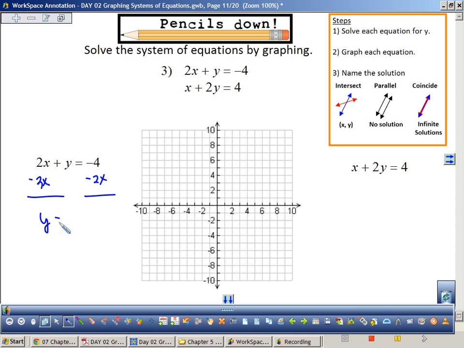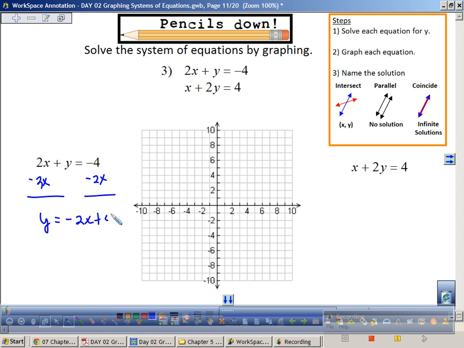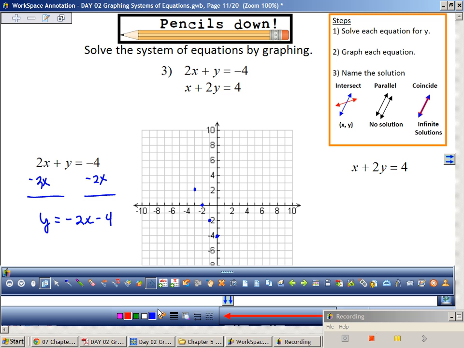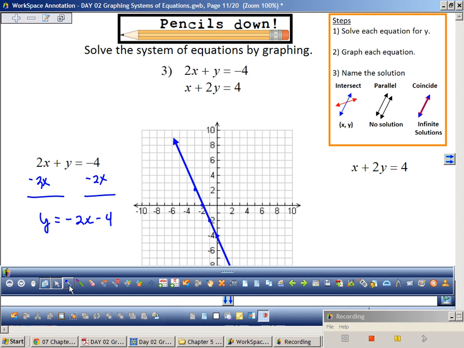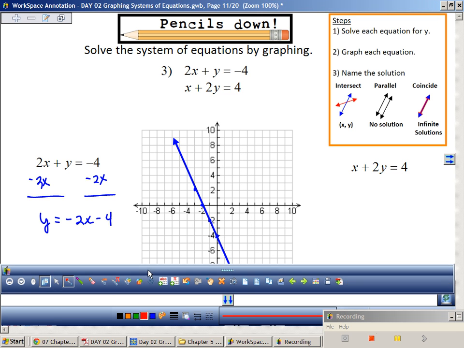So I get y equals negative 2x plus 4. Let's graph that. Minus 4. So I go down 4, and then up 2 and to the right or the left? Left. Up 2 over 1. Go ahead and graph that line. Didn't do a very good job of that one. Let's move that over a little bit. Alright, fantastic. Let me change my color to red.